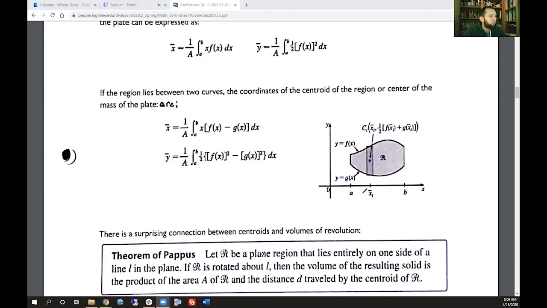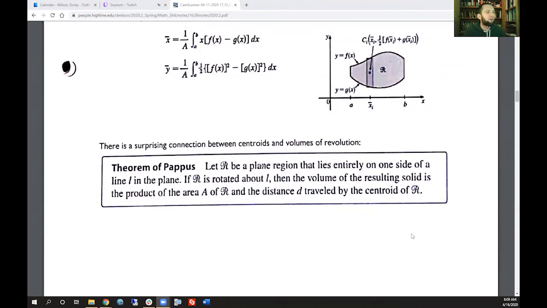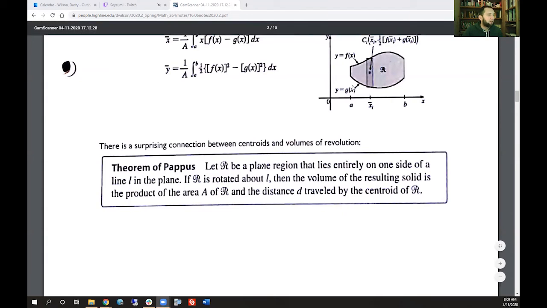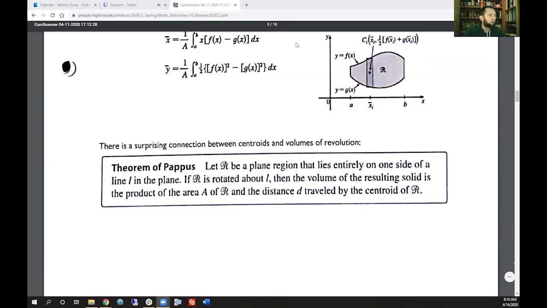Just as an added bonus, you may recall from Calc 2, when you talked about this before, that there's this cool, surprising connection between centroids and volumes of revolution called the theorem of Pappus. This is a really old theorem, and it says, let a region such as this one, R, be such that it lies entirely on one side of a line L. So maybe your line L is the x-axis. If R is rotated about L, then the volume of the resulting solid is the product of the area of R times the distance d traveled by the centroid of R.